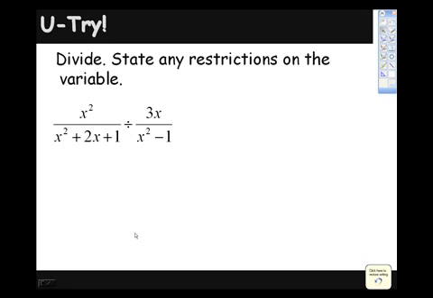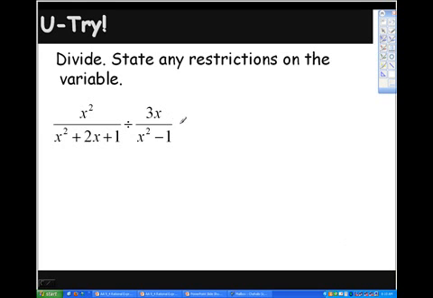Here's another one for you to try. Go ahead and pause the video. All right, here we go. We've got division again, so we're going to change that to multiplication. We'll keep the x squared. We'll factor x squared plus 2x plus 1. That's just x plus 1 quantity squared. X squared minus 1 factors to x plus 1, x minus 1. And 3x won't do anything.